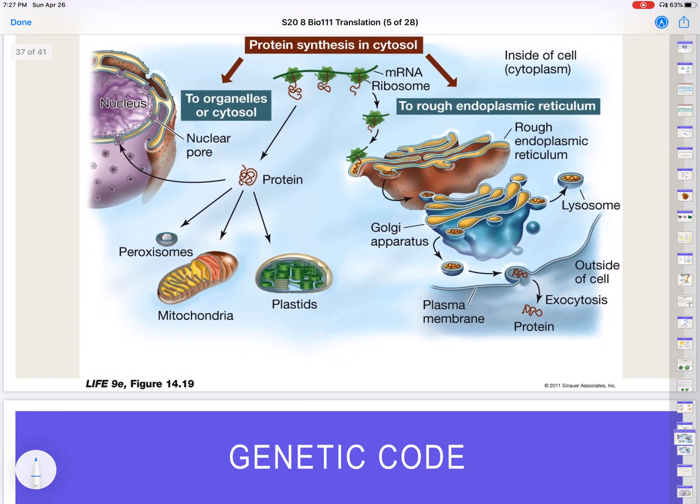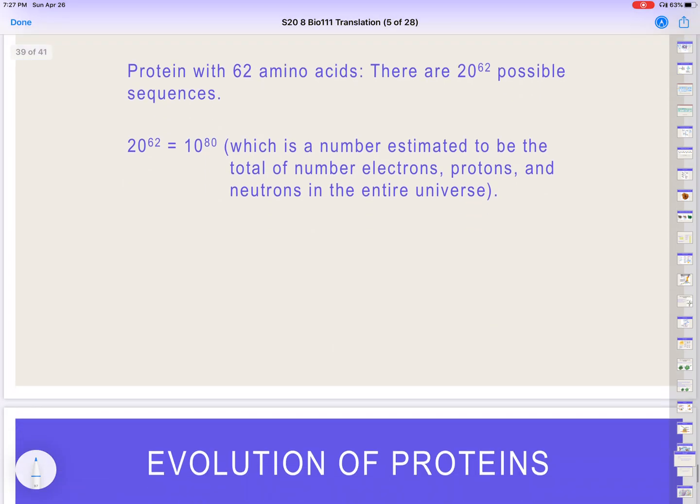And then once it gets made, then it gets processed. It can go to the rough ER if it's something like a membrane protein, to the Golgi to go outside of the cell. It can be made in the cytosol directly, or it can be pushed into other directions.